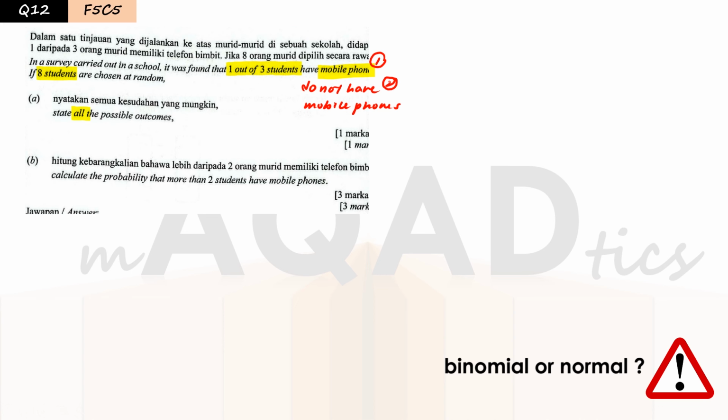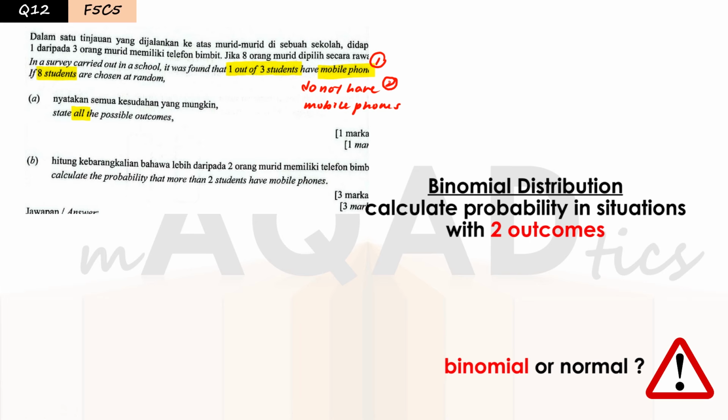And which distribution calculates the probability in situations that have 2 outcomes only? The binomial distribution, right? Because the binomial distribution helps us to calculate the probability in situations that have 2 outcomes only. Okay, so this is a binomial distribution question.